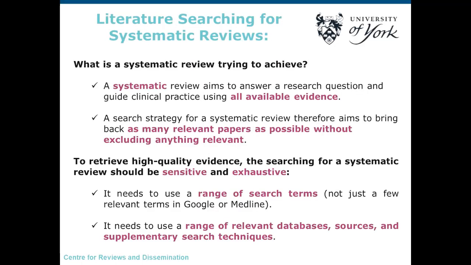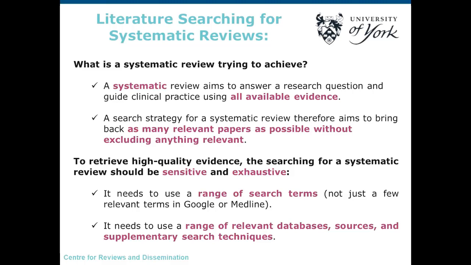Thinking about what a systematic review is trying to achieve can help us to understand what we're expecting from a search strategy. A systematic review aims to answer a research question and guide clinical practice using all available evidence. The key word here is systematic. If something is done systematically, it is done methodically or according to a fixed plan or system.